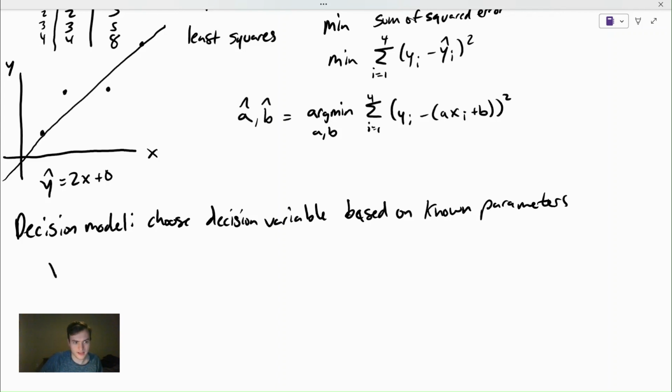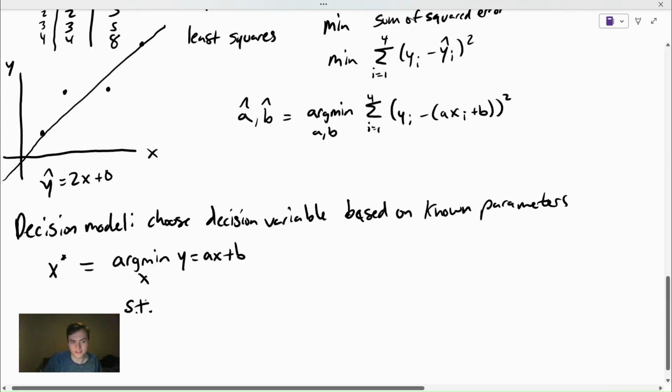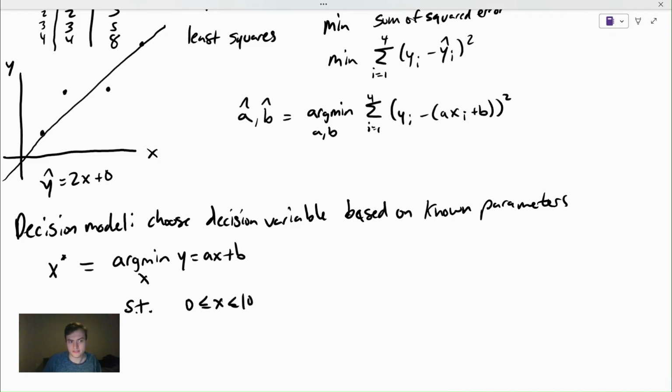So let's say our decision variable is x. We want to find the x star, the optimal x, by doing this. So our model would be to minimize over x, y equals ax plus b. So we want to choose the x that minimizes this function, and then we can add in a constraint: 0 less than or equal to x less than or equal to 10. Both data models and decision models could have constraints or no constraints. When we phrase it as a decision model, it's very likely we're going to have a constraint. And a lot of the time our variables are non-negative.